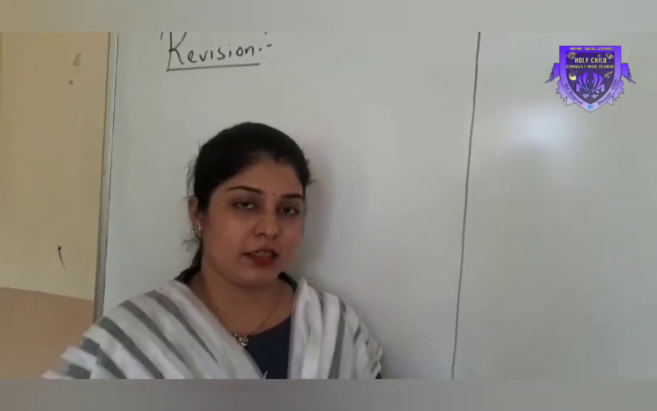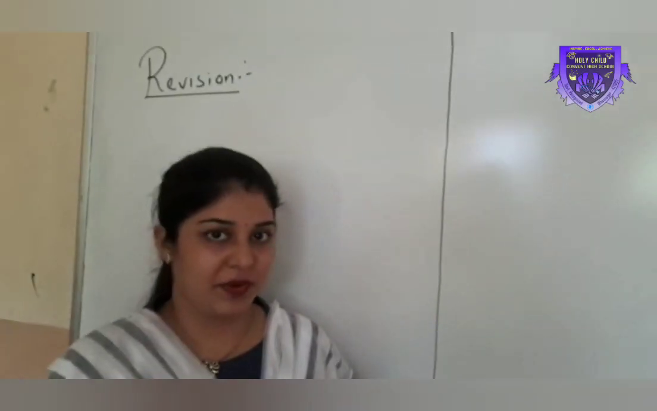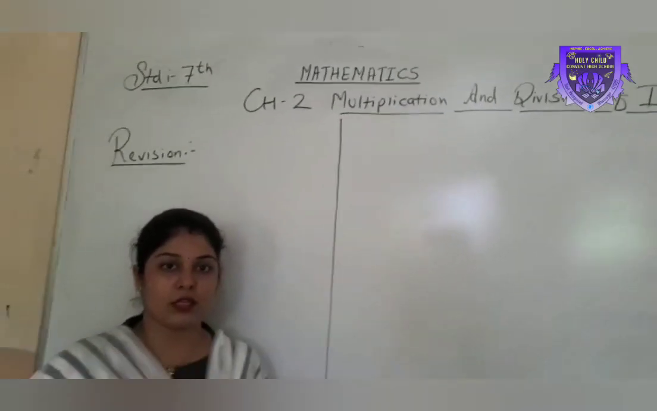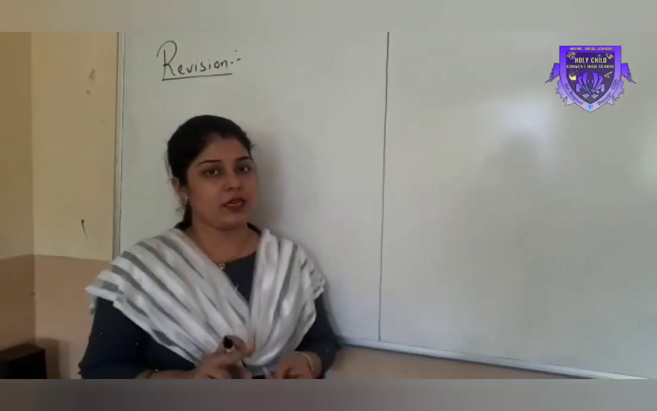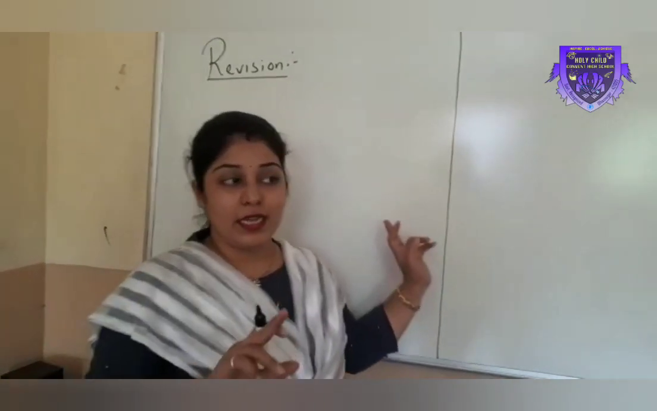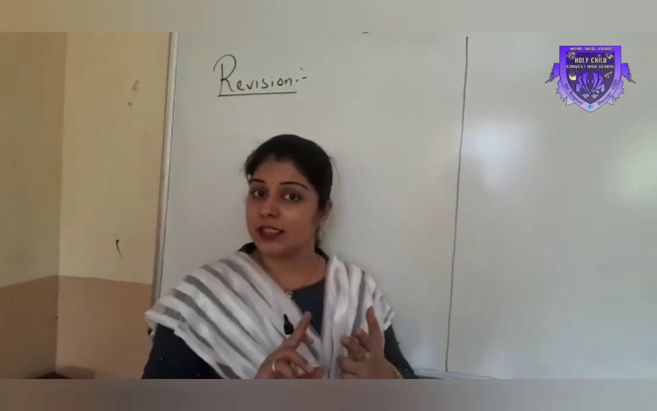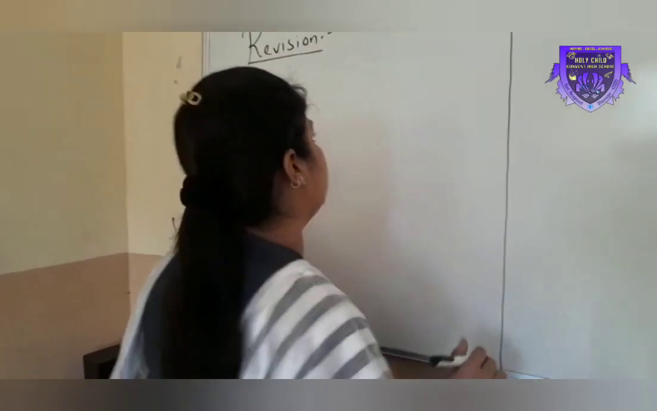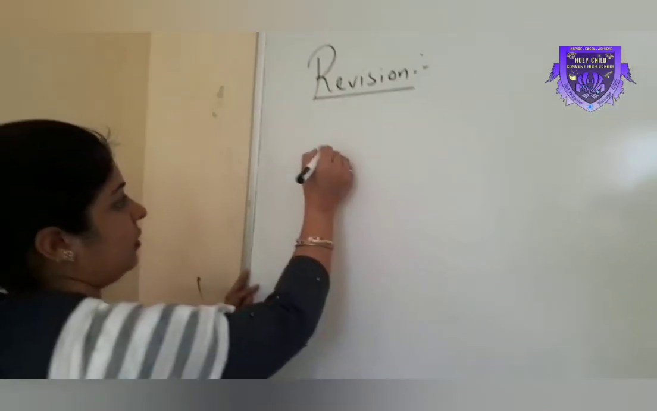Students, in standard 6, you have learned a separate chapter for integers. What do integers include? Integers include 0, positive numbers and negative numbers. Okay. Now let's start with the revision. In that chapter, you have done addition and subtraction of integers. Let's start with a little bit of explanation.